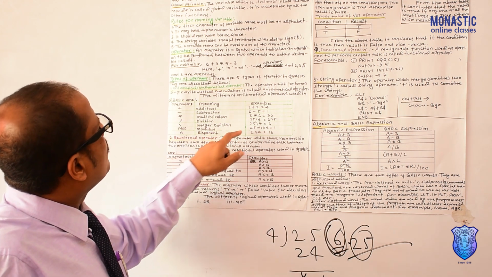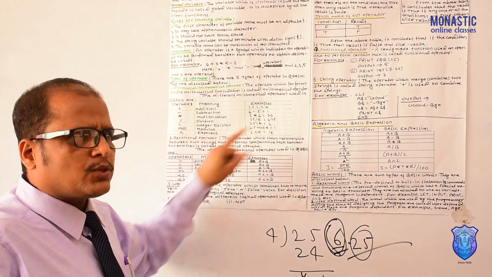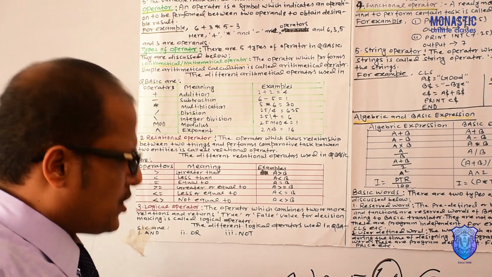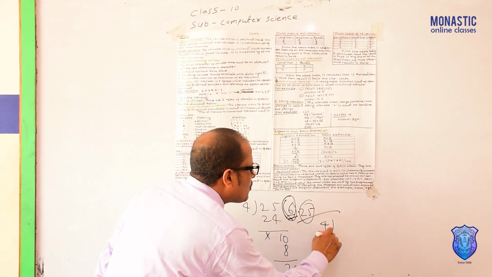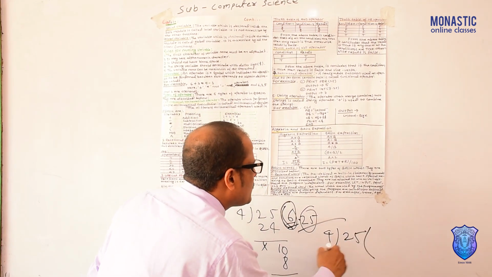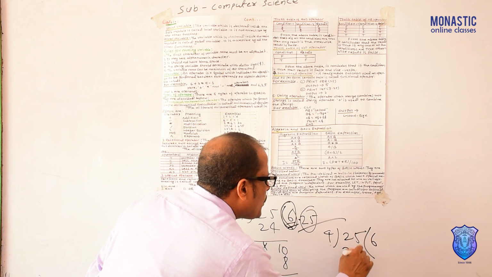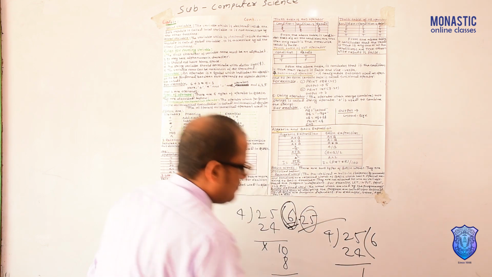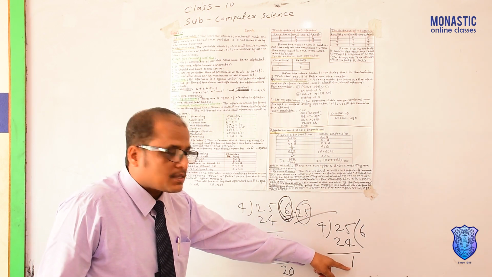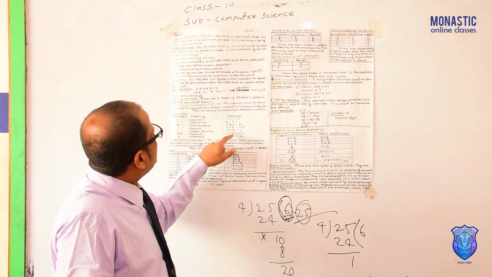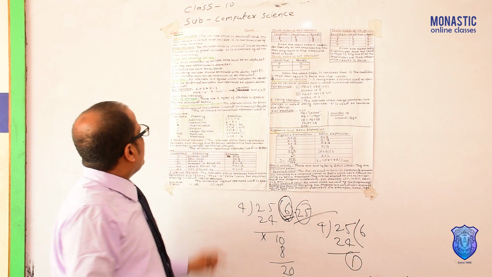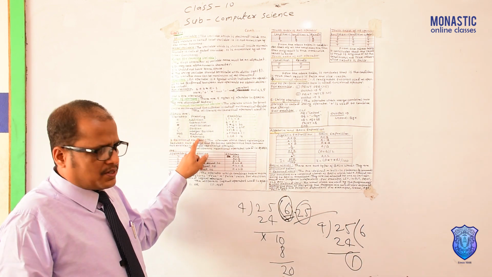Similarly, next one is mod, modulus. It returns the remainder. For example, 25 divided by 4: 4 sixes are 24, remainder 1. That means the answer is 1. I have discussed that mod returns the remainder. So the answer is 1. Next one is exponent.